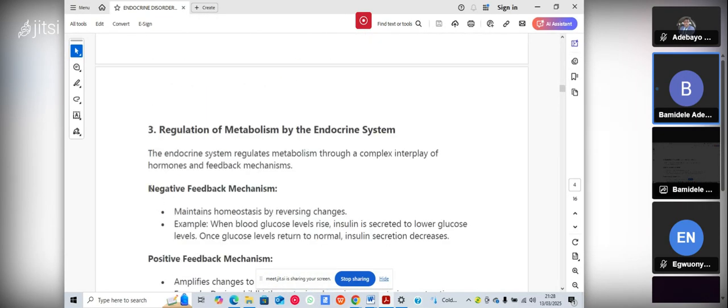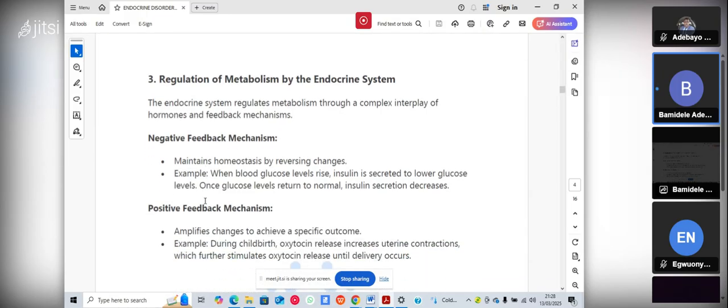In the negative feedback mechanism, when you've eaten and there's excess glucose in the blood, what happens? The pancreas secretes insulin. It will continue to secrete the insulin until the level of glucose in the blood is reduced. Now, when the level of glucose in the blood is low, the production of insulin stops. So it reverses the order. When the glucose in the blood is low, then there's glucagon to reverse the order. Glucagon will help to increase the blood glucose level.